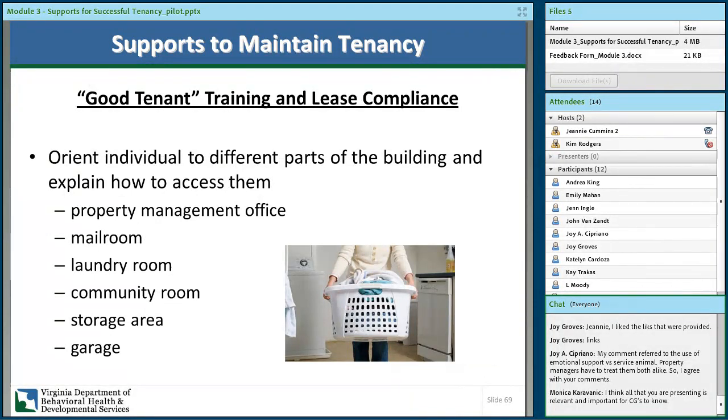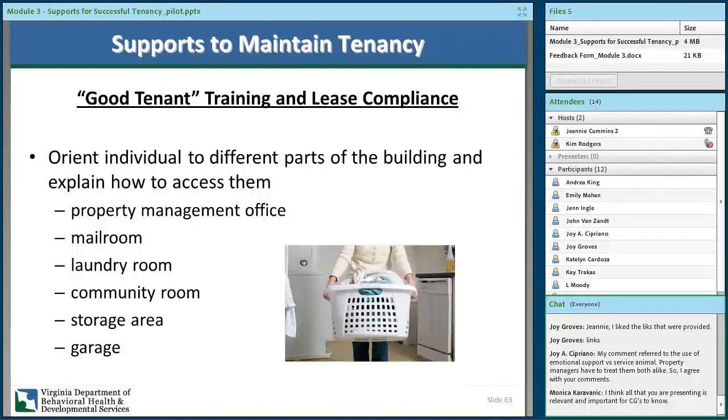Next, orient the individual to different areas of the building and explain any rules or procedures to access these areas. For example, a building may have a property management office, mail room, laundry room, community room, storage area, or garage, among other facilities. So show the individual where these areas are located and introduce the individual to staff who provide access to these areas. Some areas may require advance approval for residents to use them. So find out what the rules are and how to get permission.